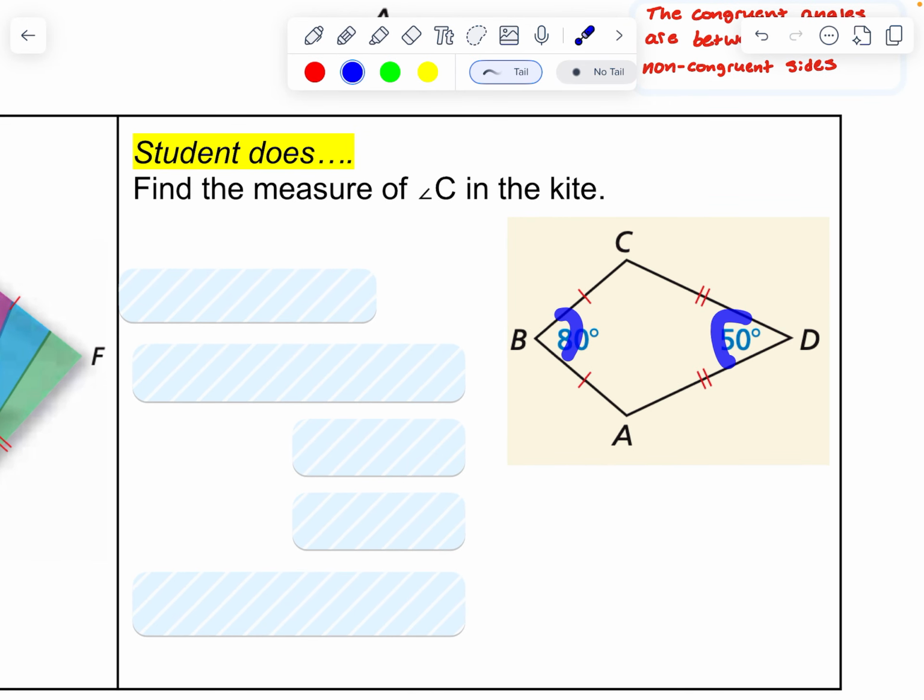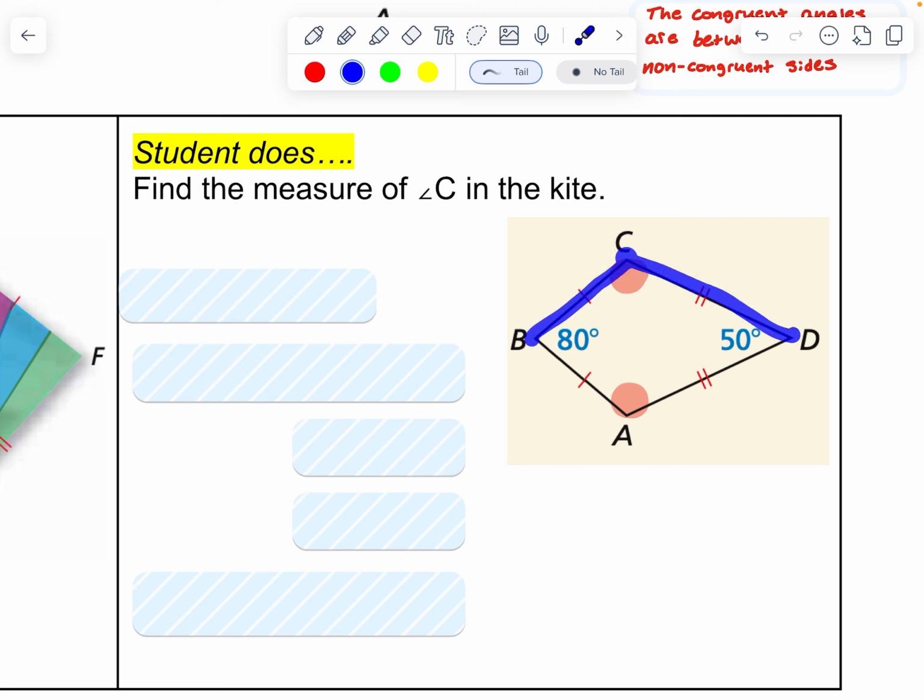Angle B and angle D, are they the same? No, one of them's 80, one of them's 50. So are these my opposite congruent angles? Nope, they can't be. So I know that angle C and angle A are my congruent angles. That's one way.